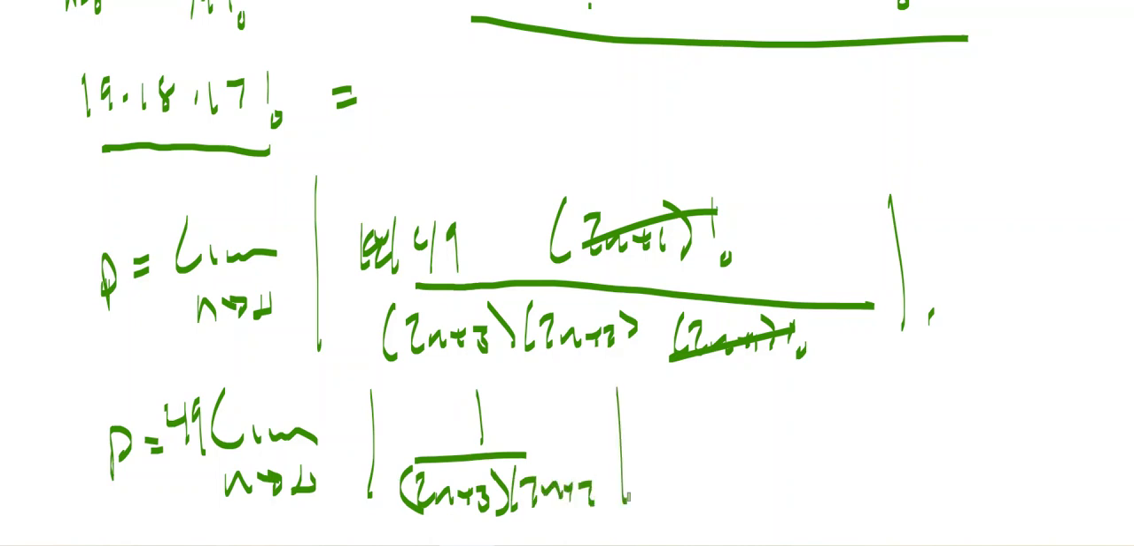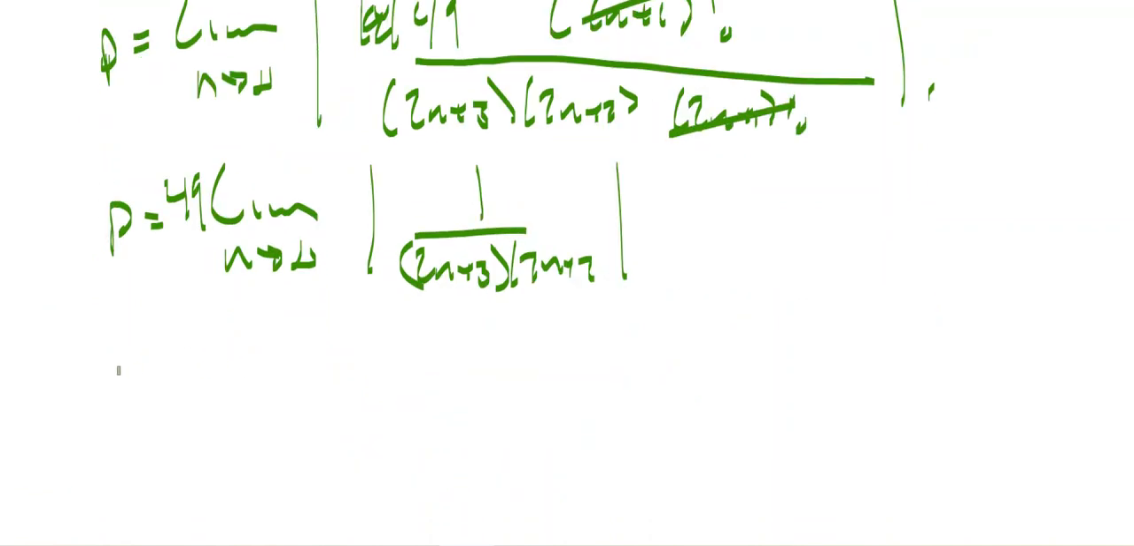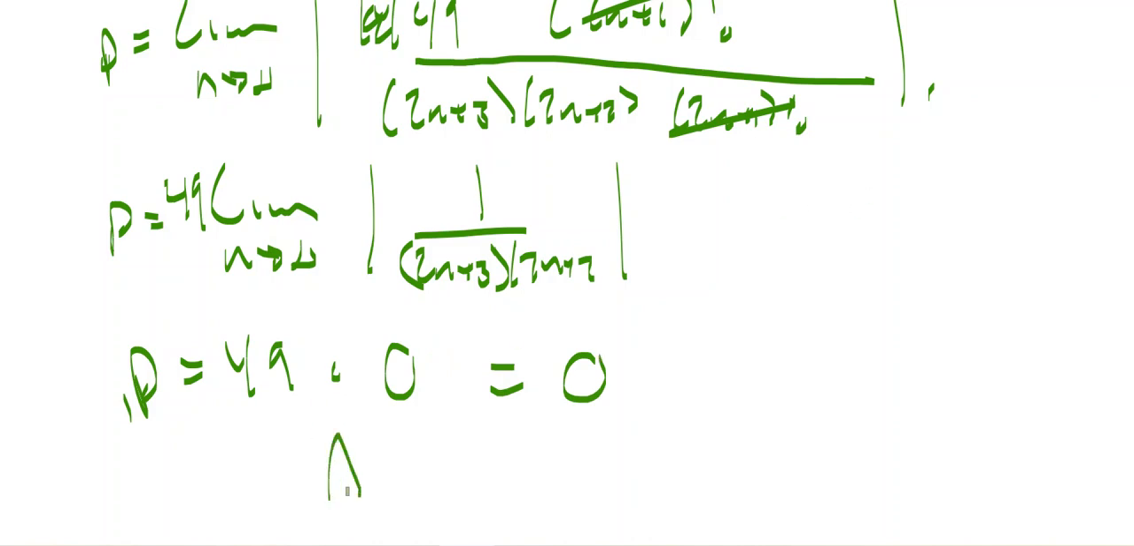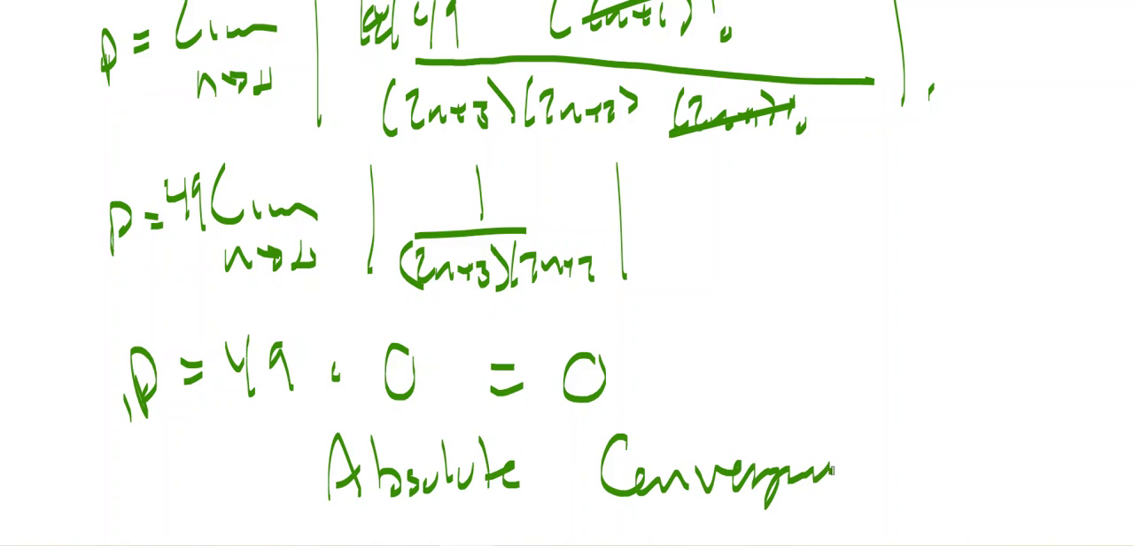Well, we can take the limit now. The limit is clearly going to be 0. And 0 times 49 is 0. So rho is equal to 49 times the limit of this, which is 0, which is 0. And so because rho is equal to 0, it converges absolutely. It has absolute convergence. So that's one of those little tricks playing with the factorials that's going to come in very useful. All right, hopefully this was helpful.